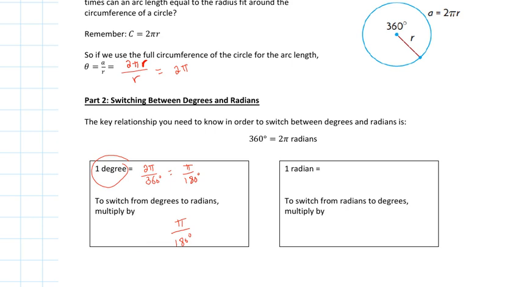Now if I want to know what 1 radian is, I'm going to bring the 2 pi over here, and that's going to be 360 over 2 pi, which is 180 over pi. So to switch from radians to degrees, you're going to multiply by 180 over pi, and that will give you the degrees.